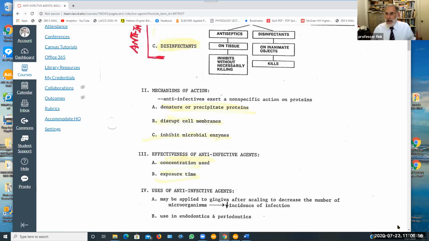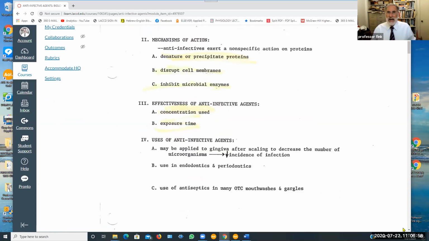Now, there are two factors that affect the effectiveness of the antiseptic. Letter A, number one, the concentration or dosage used. In other words, the higher the concentration or dosage of the antiseptic, the more effective it becomes in killing microorganisms. And letter B, secondly, the exposure time. The longer the microorganisms are exposed, the more likely they are to be disrupted.